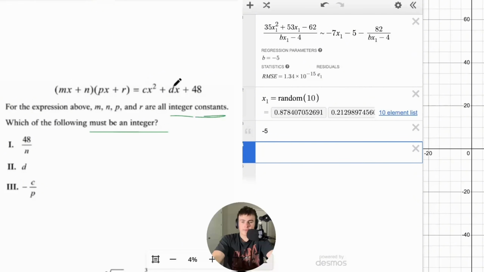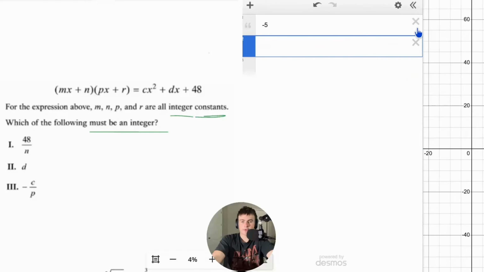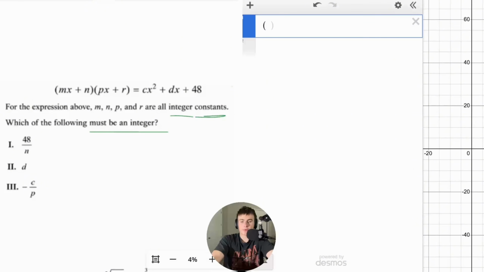So it's saying, okay, we have this expression and all these constants are integers. They're all whole numbers. Which of the following also must be an integer? We have these fractions here. So we need to solve for these constants and make sure they are all integers. So here's what we're going to do. We're going to type it in. Px plus r is tilde to cx1 squared plus dx1 plus 48.